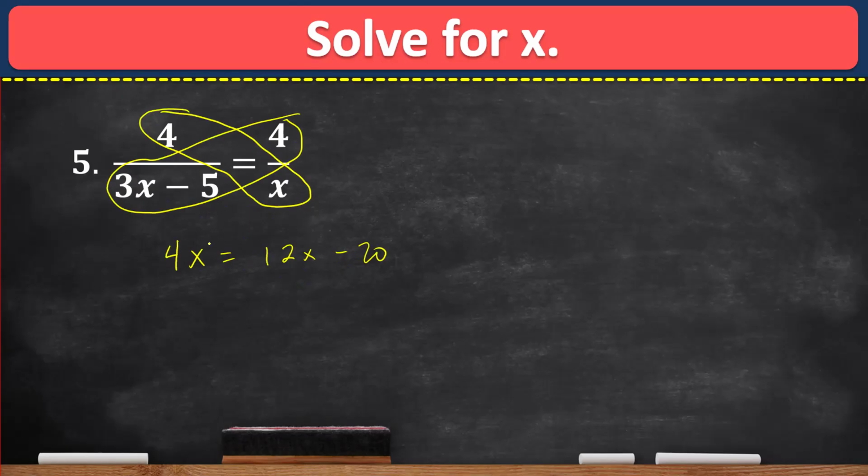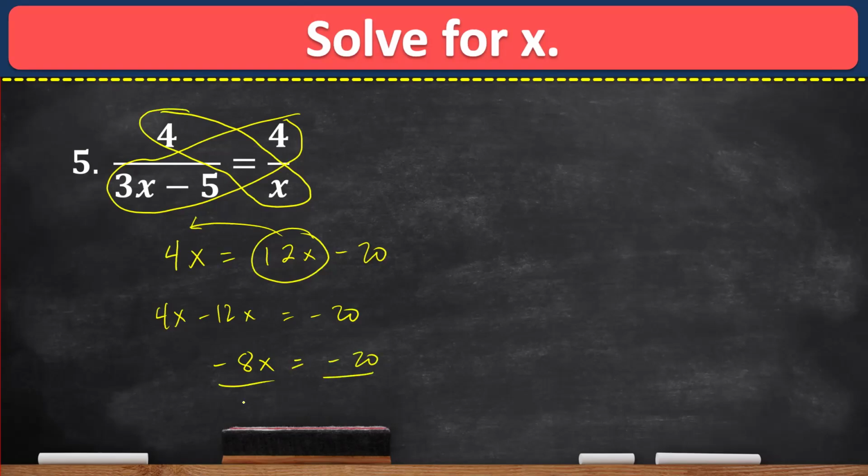And then combine like terms. Actually, we can just transpose. So we're going to have 4x minus 12x equals negative 20. 4x minus 12x, that is equal to negative 8x equals negative 20.